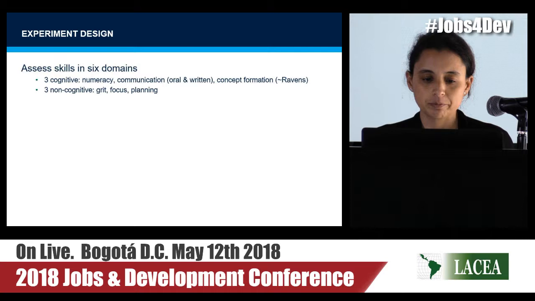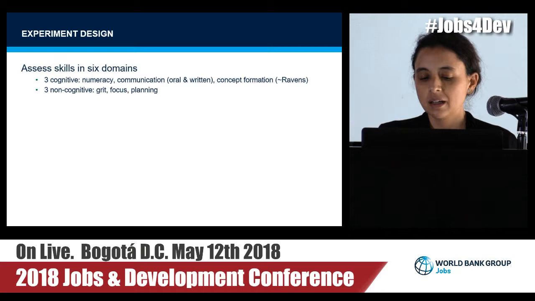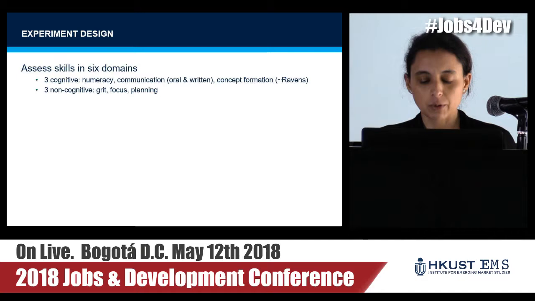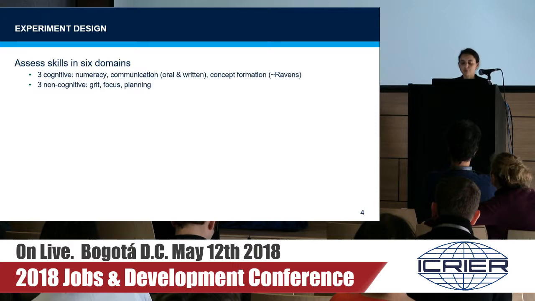So we assess skills in six domains, three cognitive and three non-cognitive domains. Two important criteria used when choosing the assessments that we were going to include were the correlation of the indicators that we were going to obtain with measures of productivity and employability, and whether work seekers were going to be able to convey new information to firms based on this.